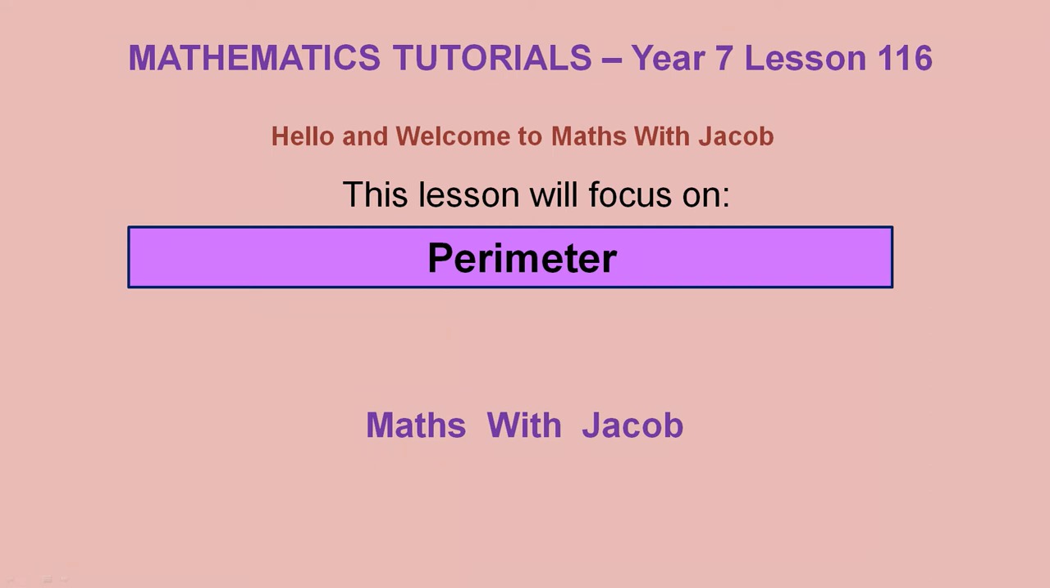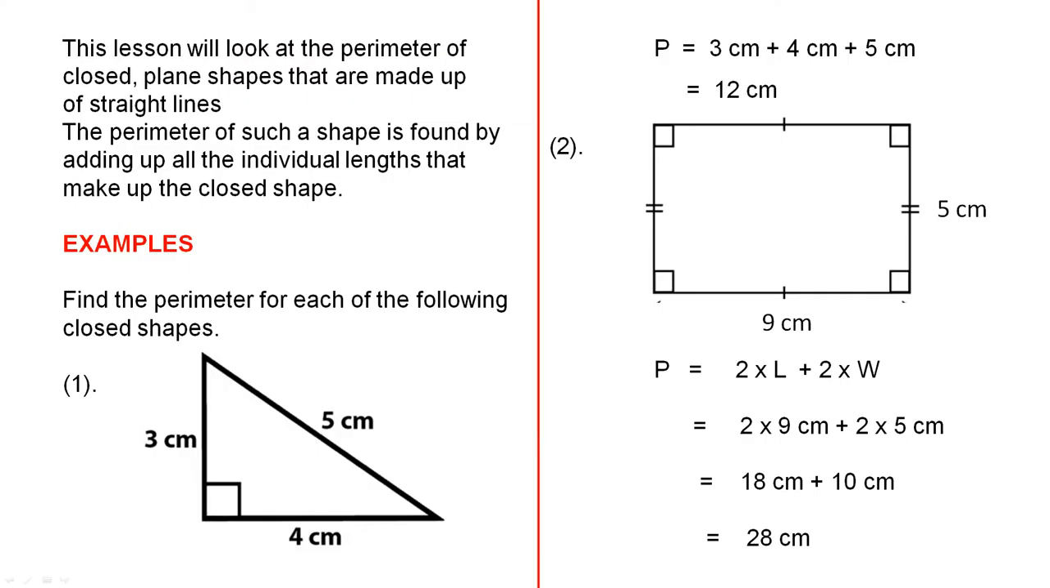This lesson will focus on perimeter. This lesson will look at the perimeter of closed plane shapes that are made up of straight lines. The perimeter of such a shape is found by adding up all the individual lengths that make up the closed shape. Let's look at some examples. Find the perimeter for each of the following closed shapes.